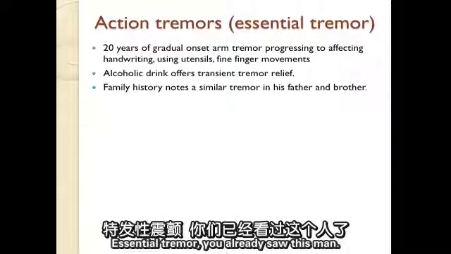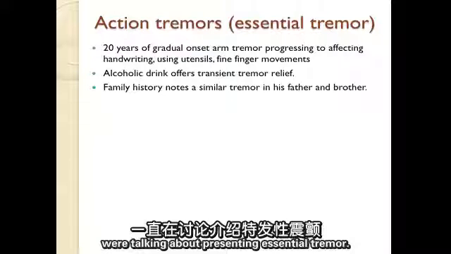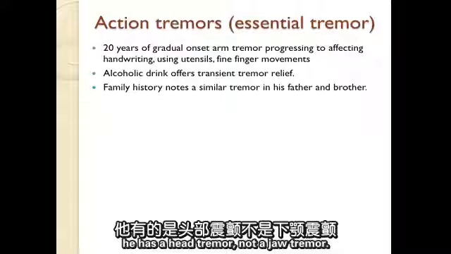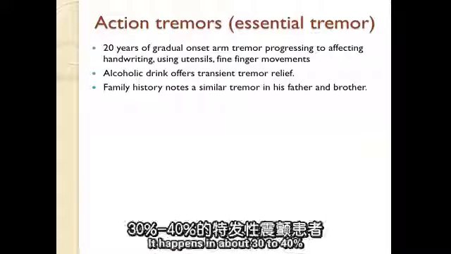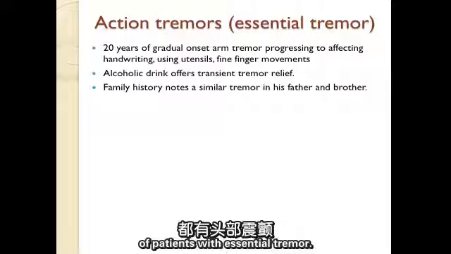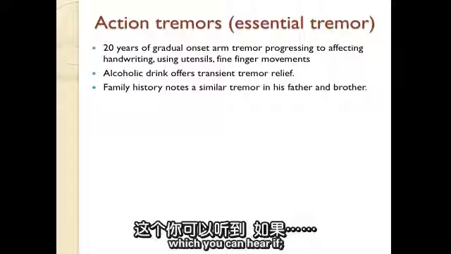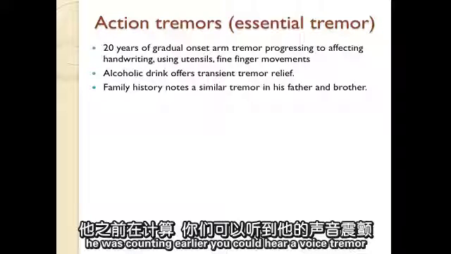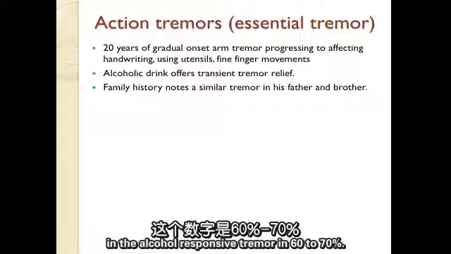Okay, so essential tremor, you already saw this man, and Colin and I were talking about presenting essential tremor. But one thing about him, he has a head tremor, not a jaw tremor. So head tremor is characteristic in essential tremor. It happens in about 30 to 40% of patients with essential tremor. And voice tremor also occurs very frequently, which you can hear if he's not counting. He was counting earlier. You could hear a voice tremor. There's usually a family history, and an alcohol responsive tremor in 60 to 70%.